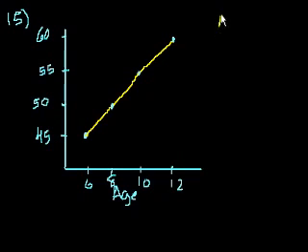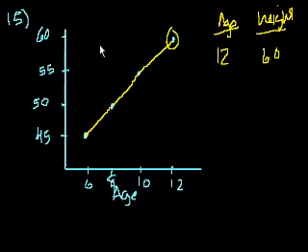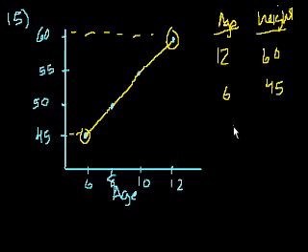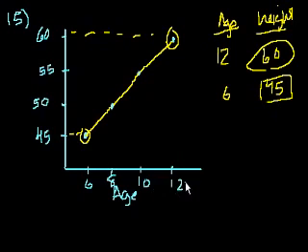So at age 12, she's what? At age 12, she's 60. That's this point, right? 60. And at age 6, she's 45, right? Age 6, 45. So this question is really, we've got to make sure that we're reading. Alina's height at the age of 12 was what percent greater than her height at the age of 6? So they're really saying 60 is what percent greater than 45?